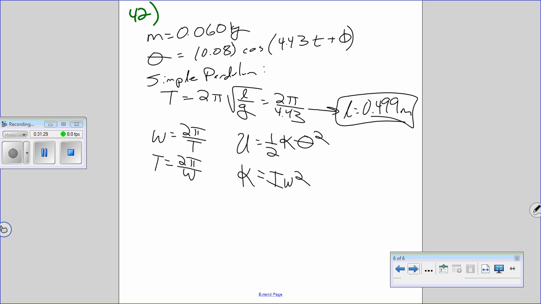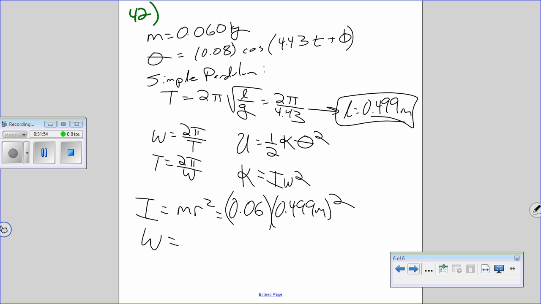So what is I for a simple pendulum, you guys? mR squared, right? So for us, 0.06 is the mass. What would I use for my radius? Yeah, the length. So there's our I, and we know omega is 4.43. So then just plug your numbers in, right?